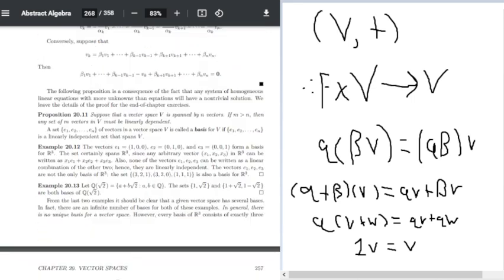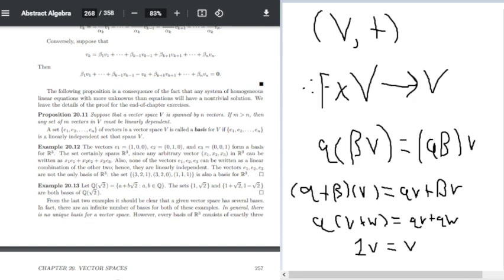The following proposition is a consequence of the fact that any system of homogeneous linear equations with more unknowns than equations will have a non-trivial solution. We leave the details of the proof for the end of chapter exercises. So suppose that a vector space V is spanned by n vectors. If m is greater than n, then any set of m vectors in V must be linearly dependent.